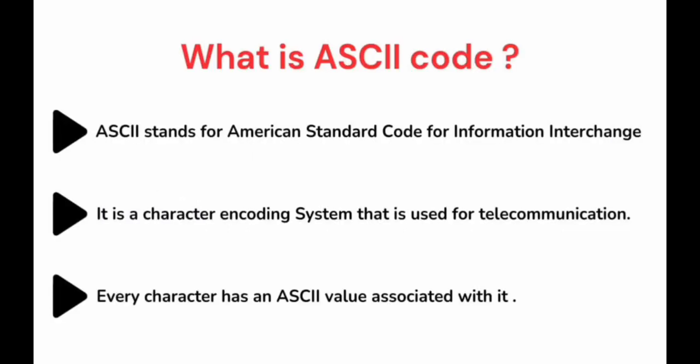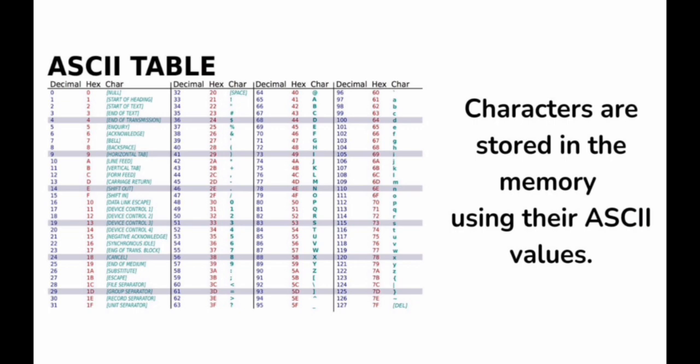So first, what is ASCII code? ASCII stands for American Standard Code for Information Interchange. It is a character encoding system that is used for telecommunication. Every character has an ASCII value associated with it. Characters are stored in the memory using their ASCII values.